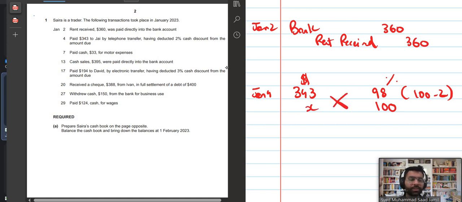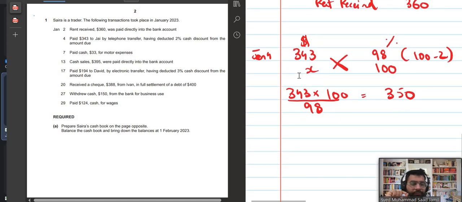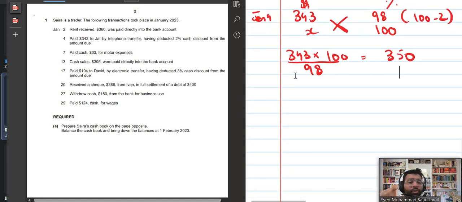So we will cross multiply now. 343, we will multiply this with 100 and divide it with 98. So you guys will get an amount of $350. So this means that the original price was $350, but you guys paid $343. The original price was $350, but you guys paid $343. So we received a discount of $7. All right.